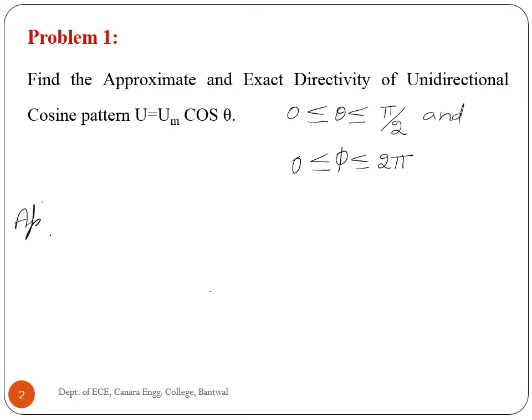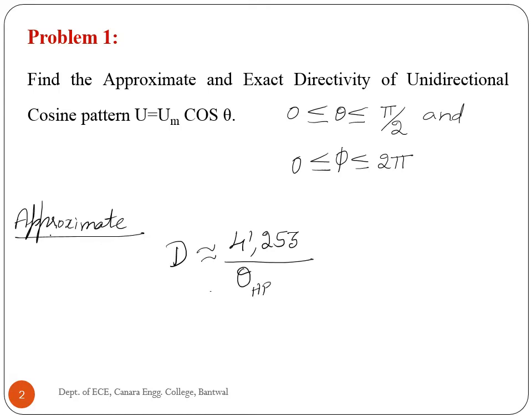Approximate method: directivity is equal to 41,253 divided by theta HP into phi HP. So what is theta HP?